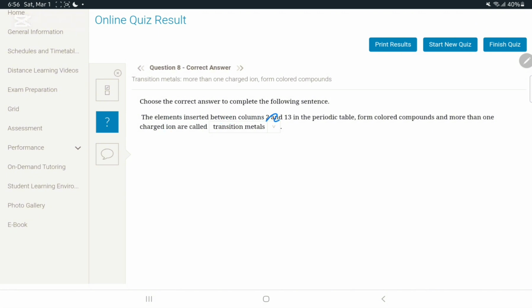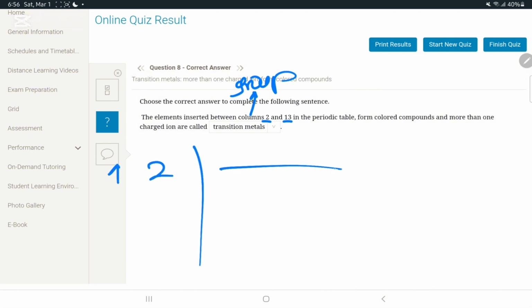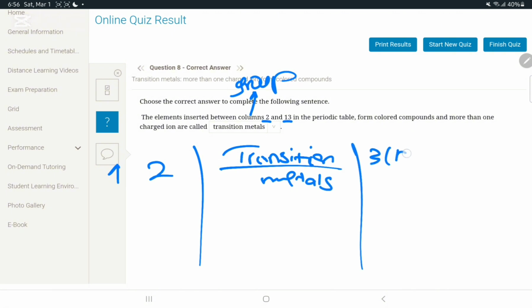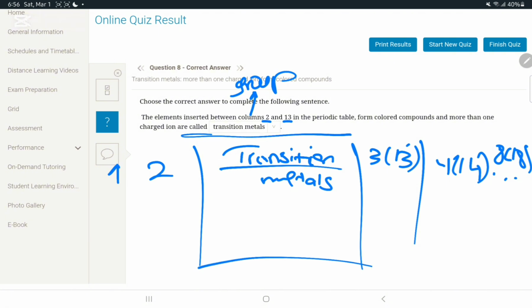Elements between group 2 and 13. Columns means group, by the way. If you hear me say groups, that means column in the periodic table. Groups 2 and 13, they are called transition metals. We have group 1, we have 2, and then we have these transition metals. And then we have 3 or 13, and then 4 or 14, and so on, all the way to 8 or 18. So these are transition metals. They're between groups 2 and 3 or 2 and 13, same thing.